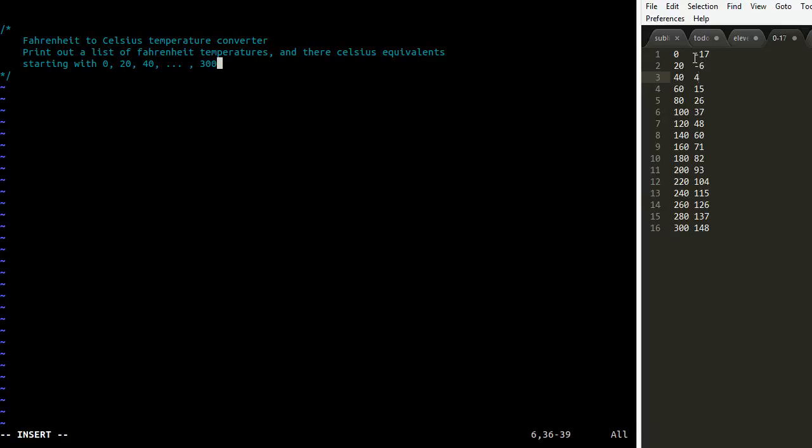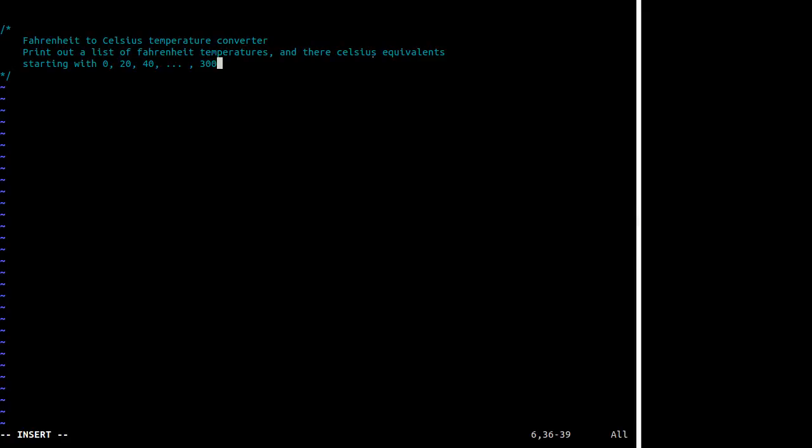And then these are those Fahrenheits converted into Celsius, right? Because Celsius is a different way of representing temperatures. So 0 degrees Fahrenheit is equal to roughly negative 17 degrees Celsius. And that makes some sense because we know that 32 degrees Fahrenheit is freezing and 0 degrees Celsius is freezing. So we can look at this 40 and this 4, and they're kind of close. So we can verify that that output there is in fact correct. So that's what we want our output to look like.